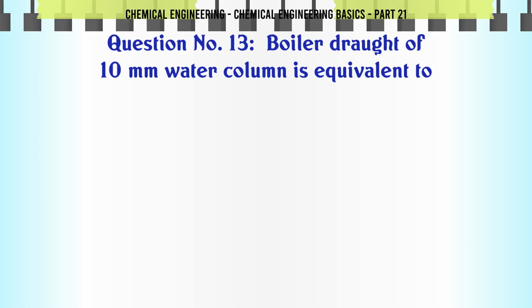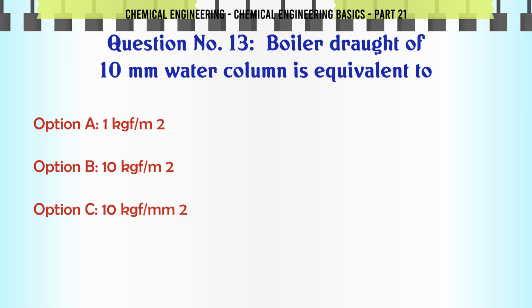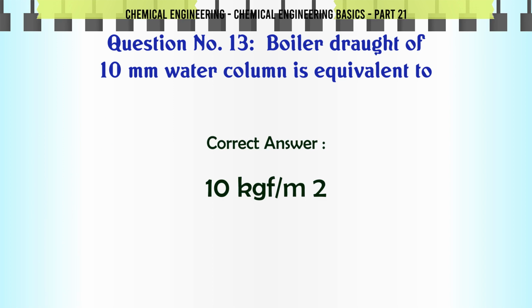Boiler draught of 10 mm water column is equivalent to: A. 1 kg/m², B. 10 kg/m², C. 10 kg/mm², D. 1 kg/mm². The correct answer is 10 kg/m².